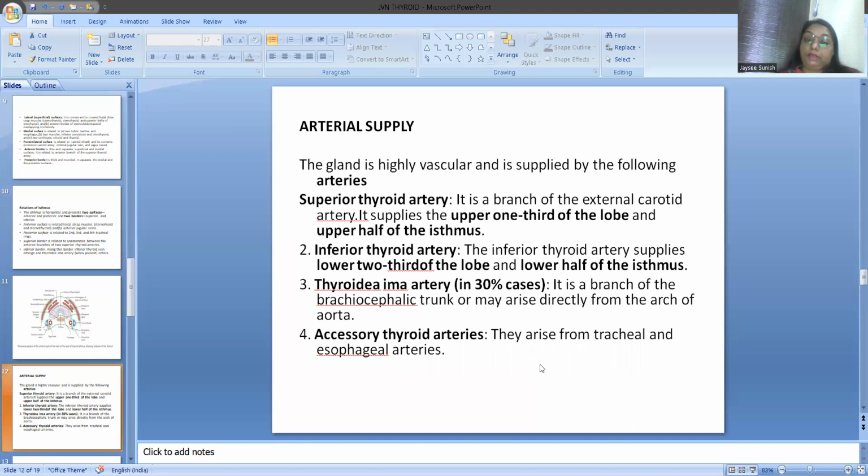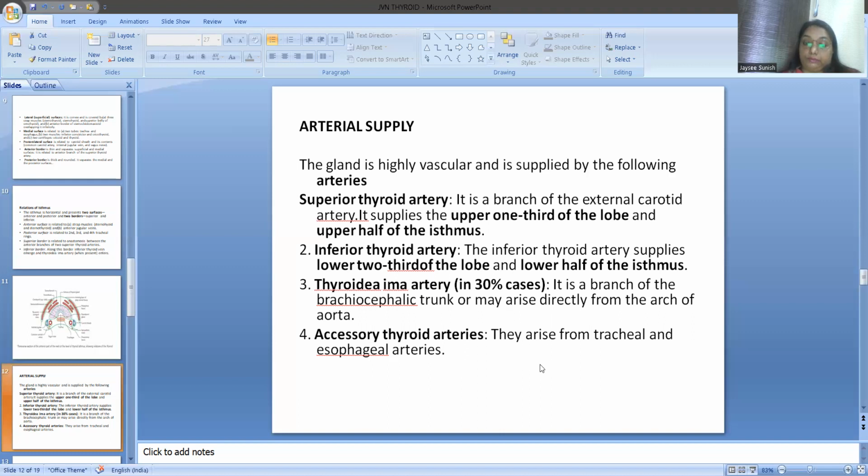Now we will see the arterial supply. The gland is highly vascular. Highly vascular means there is more supply of blood vessels, and it is supplied by these arteries. Superior thyroid artery is the branch of the external carotid artery, one of the very important arteries of the neck, and it supplies the upper one third of the lobe and upper half of the isthmus. Inferior thyroid artery supplies the lower third of the lobe and lower half of the isthmus.